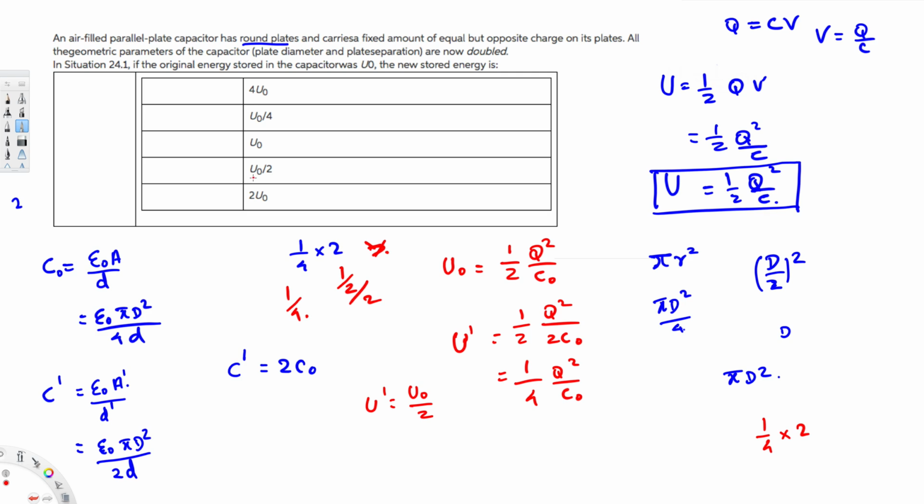So the answer for this question is U naught divided by 2, and that's how we find these kinds of answers.